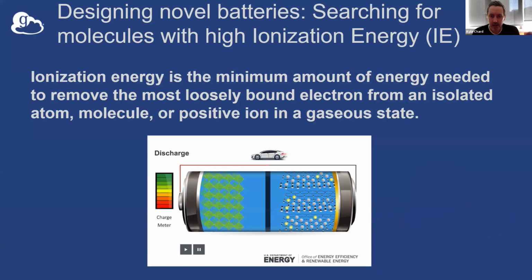Okay, so the example we're going to focus on, as I mentioned in the introduction, is to design new batteries. We're going to try and run a large parameter search sweep across a very large search space of potential molecules, looking for molecules that exhibit high ionization energy. Ionization energy, as described here, is the amount of energy needed to remove the most loosely bound electron from an isolated atom, molecule, or positive ion in a gaseous state. Apparently, according to our material science friends, we want to search through a near limitless number of molecules for those that have very high ionization energy.